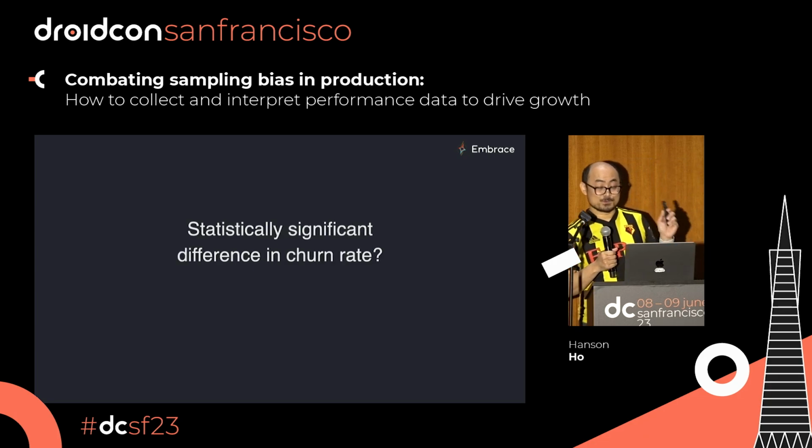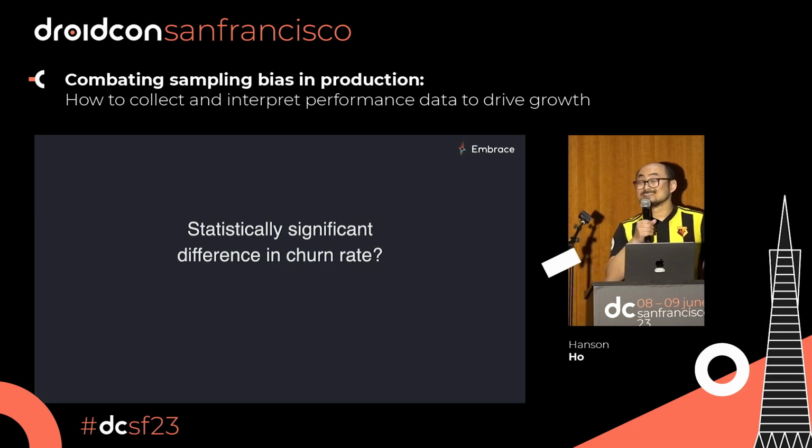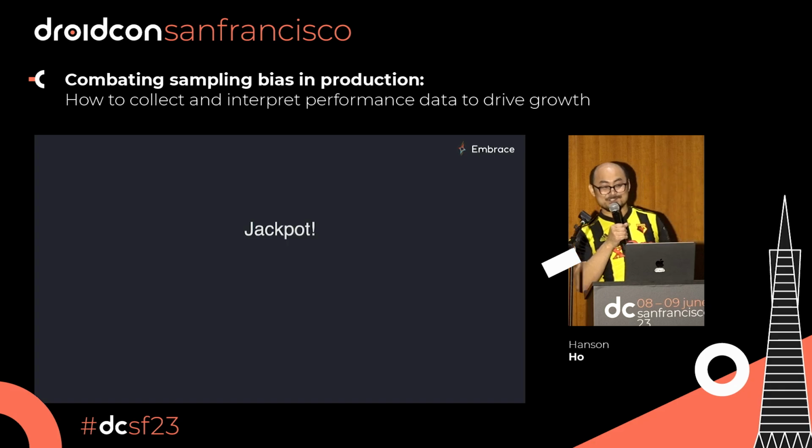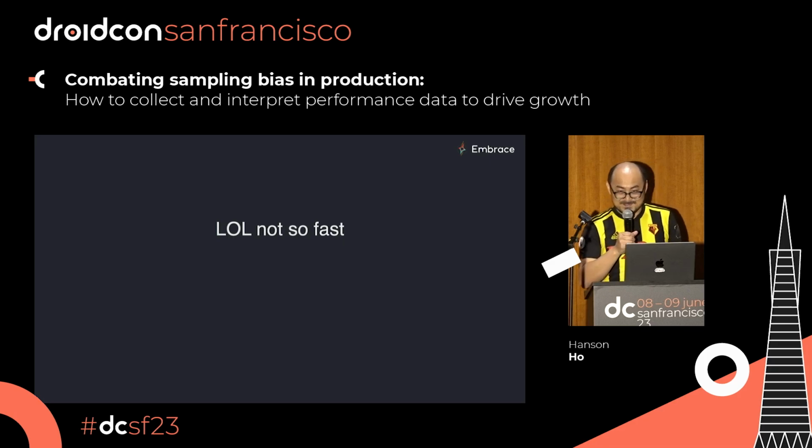And if you, through this process, find statistically significant differences in churn rate, jackpot. You have found a correlation between perf metrics and churn. Oh, yeah, let's do this then. Ooh, not so fast. This is only a correlation, so you've got to slow down. This is not A/B testing. You have not found a relationship that's reproducible.